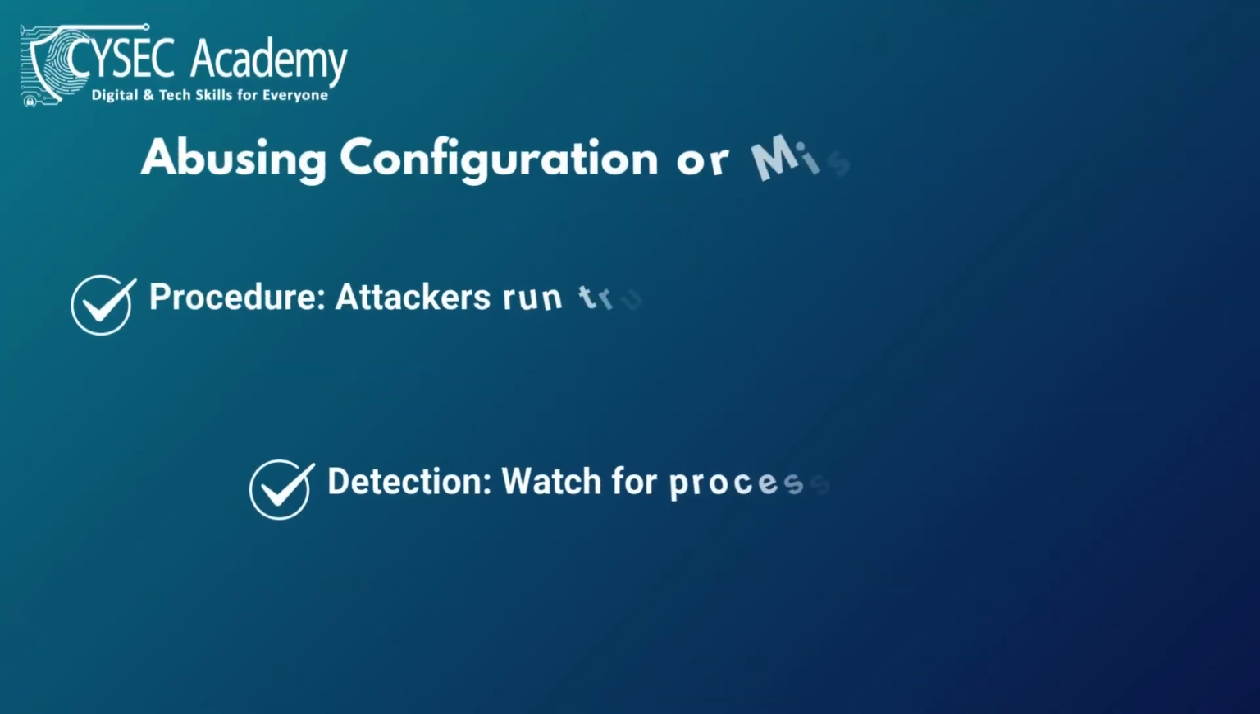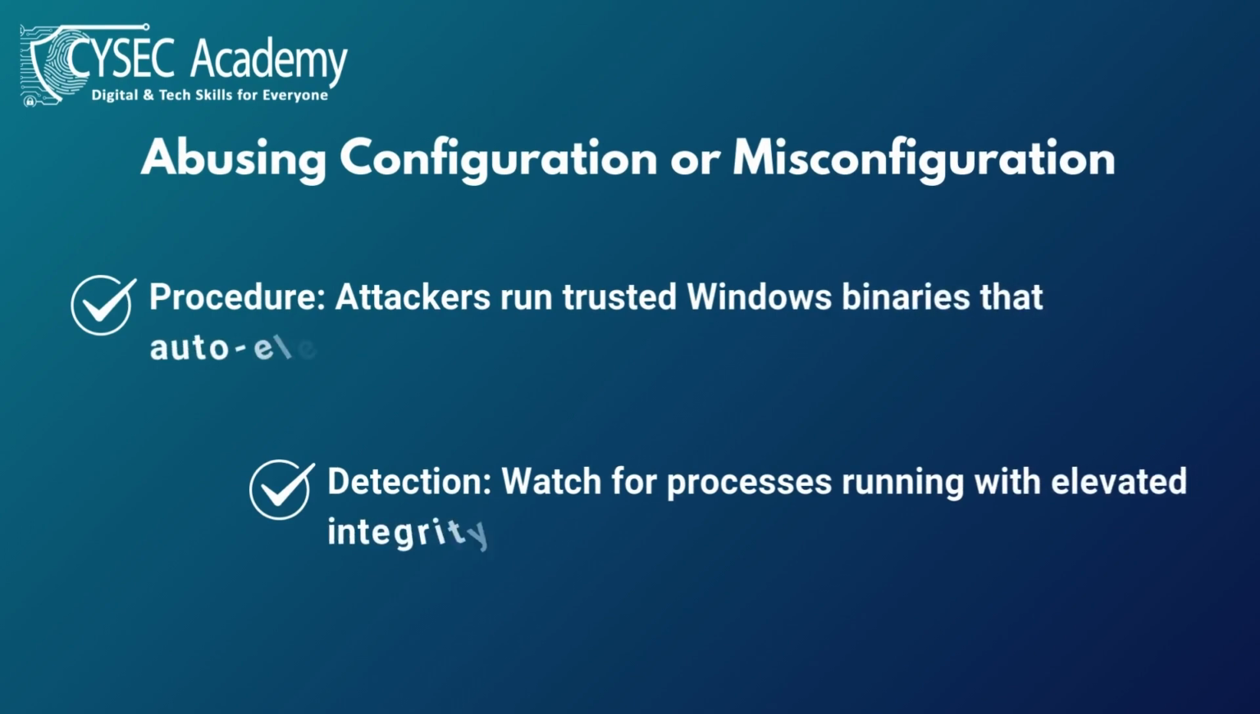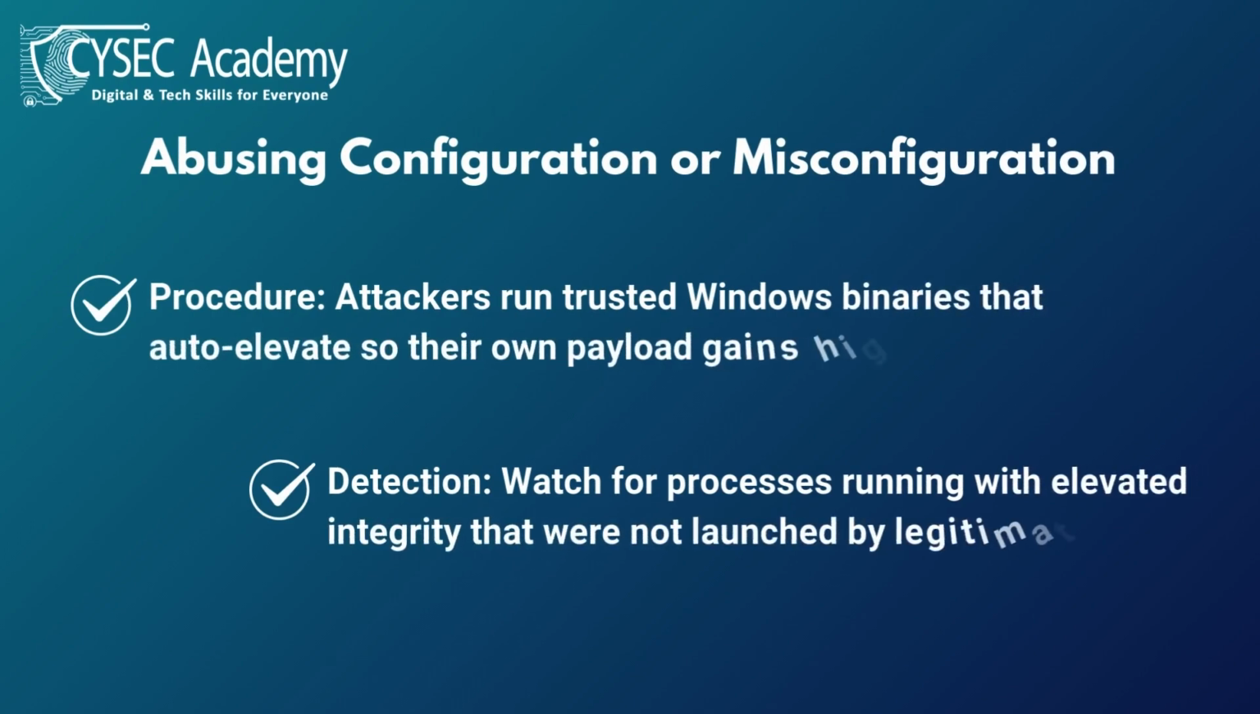Bypass user account control, UAC. Procedure. The attacker slips past user account control by using trusted Microsoft apps that auto-elevate, then redirects that elevated process to run their own payload. Detection focus. Look for any process running with high integrity that wasn't launched by a legit, approved parent app.